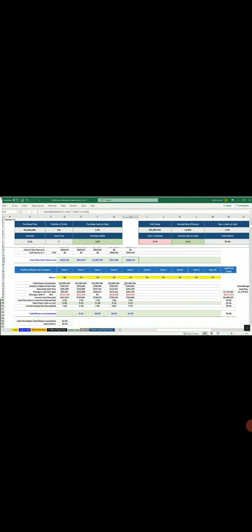I pay attention to that because this next section right here is actually my favorite. I look at preferred return for investors. Here we get to play with these numbers on what our preferred return for investors are going to be, whether that's 6%, 8%, and so forth. This is where we play with those numbers. And you can see in year one, it shows 4%.